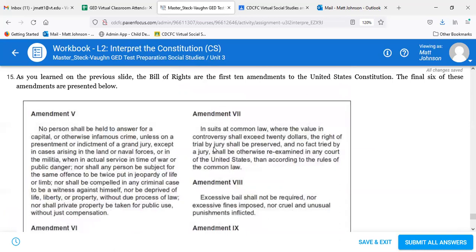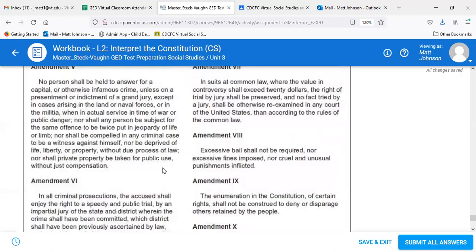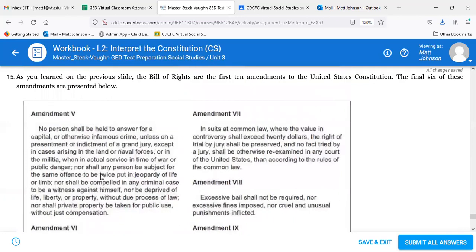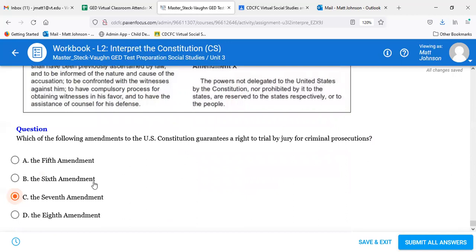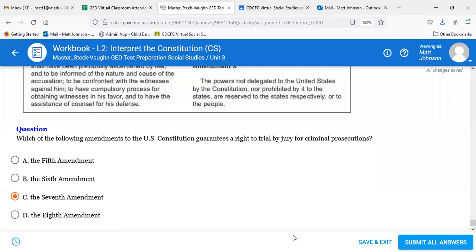And no fact tried by a jury shall be otherwise re-examined in any court of law. So it's all right, trial by jury there. Okay. All right, and that was the last question for our Constitution. Number 9 was B as in boy. Anybody else need any answers? I need 12. 12 was D as in dog.